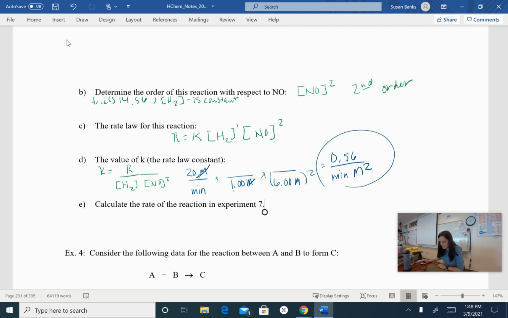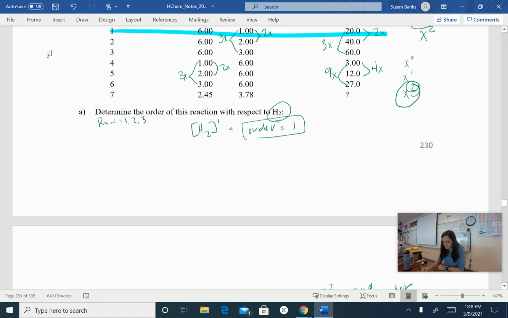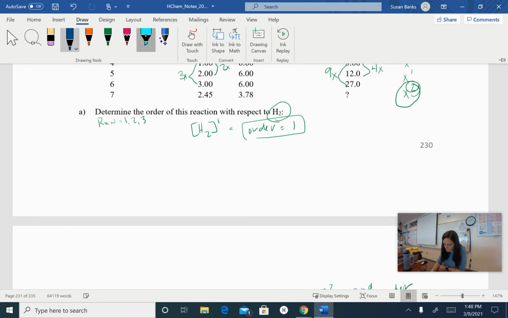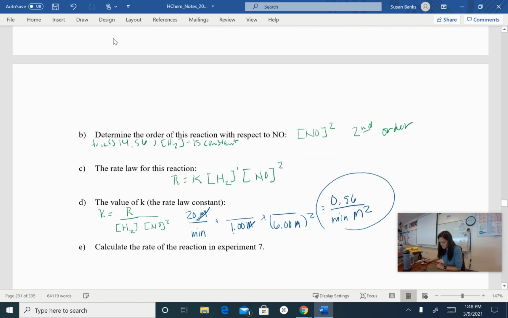Calculate the rate of our reaction in experiment 7. So if I look at experiment 7, I'm going to grab this data. I have 0.245 for my hydrogen concentration. I have 3.78 for my nitrogen monoxide concentration. I don't have my rate, so that's what I need to figure out.